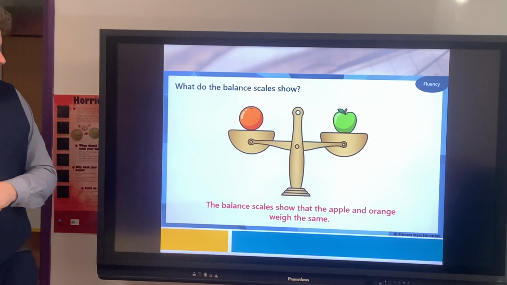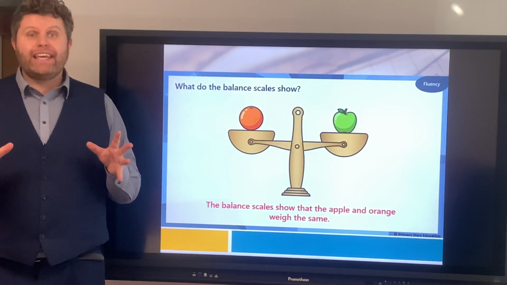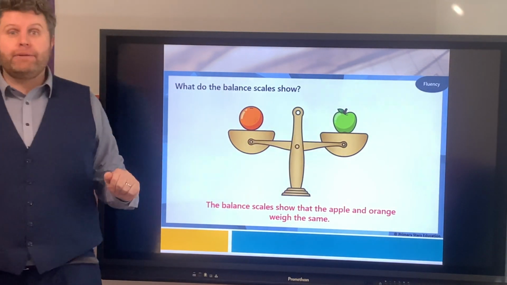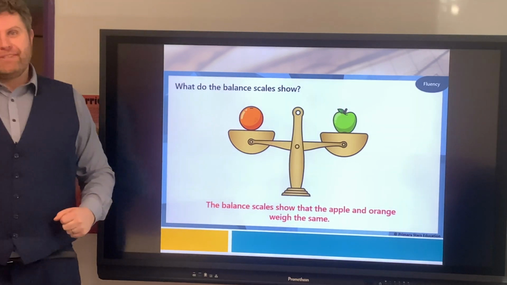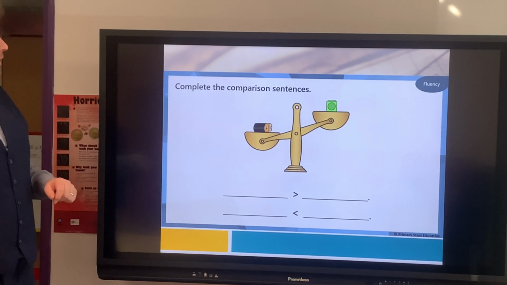Okay, the answer is the balance scales show that the apple and orange weigh the same because the balance is neutral. It's exactly in the middle. It's perfectly balanced, meaning that the mass of both of those objects must be the same. Well done, boys and girls. Let us know how you got on with that on DB Primary.